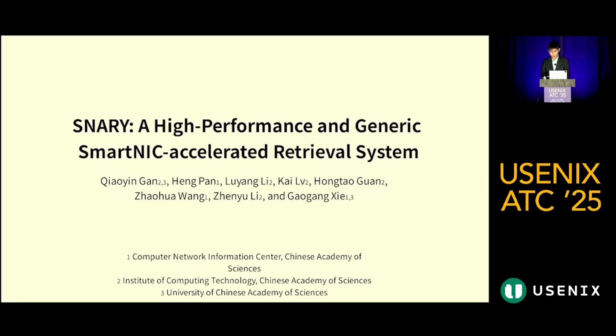The work I will introduce is his project, SNARY, a SmartNIC-accelerated retrieval system designed to tackle the performance bottlenecks of industrial recommendation systems. So what's the goal of SNARY? Well, it's to build a high-performance generic retrieval system that can support both exact and fuzzy search. This is really critical for real-world applications like e-commerce and video recommendation. So let's get into it.